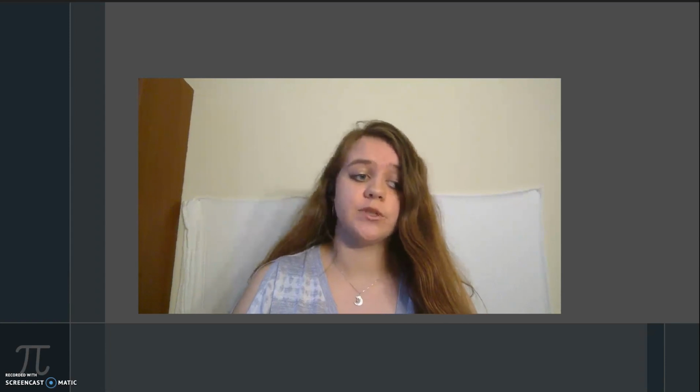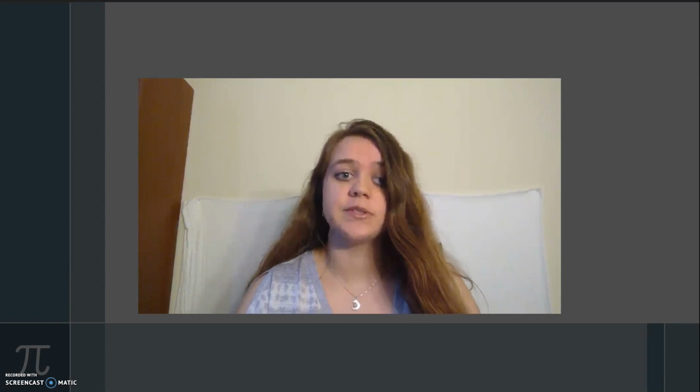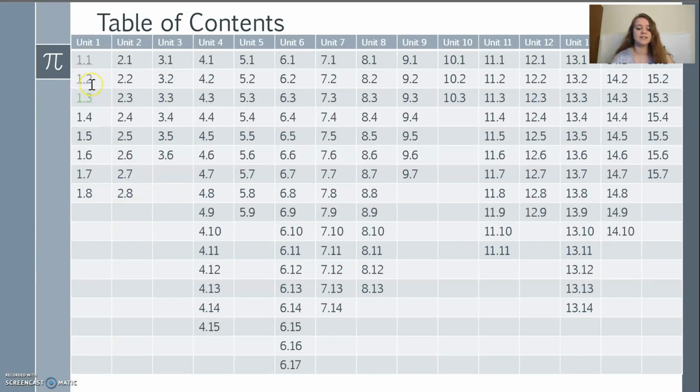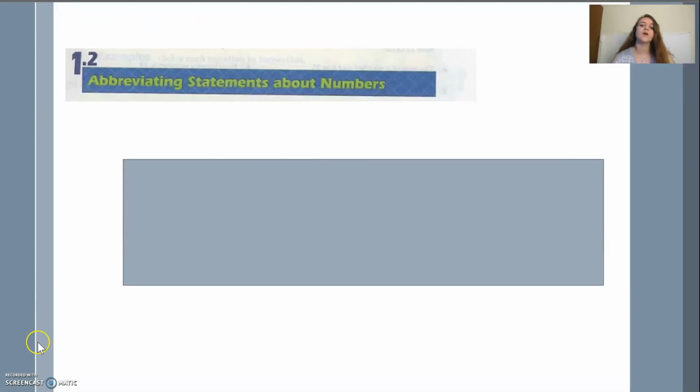Today we are on lesson 2, where we are focusing on abbreviating statements about numbers. Just as a reminder, I am using a second edition of the Algebra 1 textbook from Beka. Like I said, we're going to be in lesson 2 today. Abbreviating statements about numbers. I'm going to show you 3 different ways of stating the same problem.